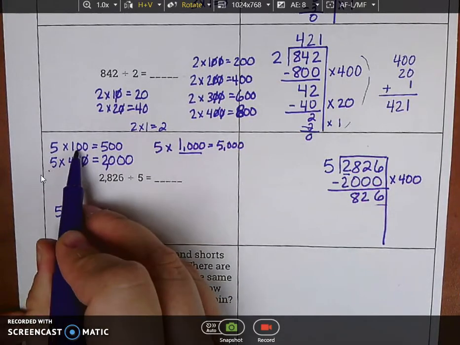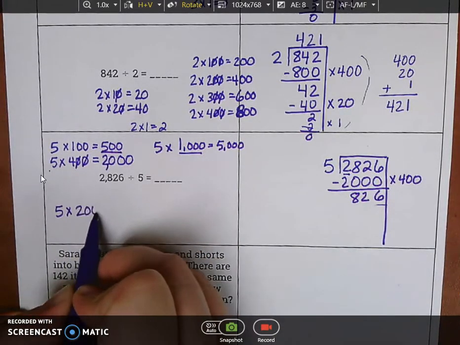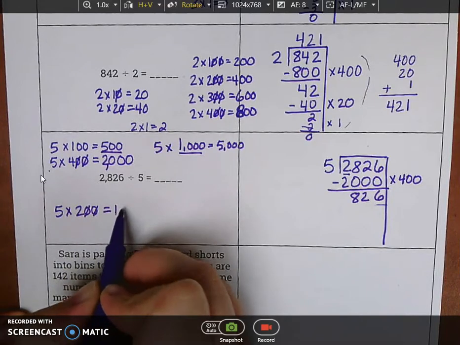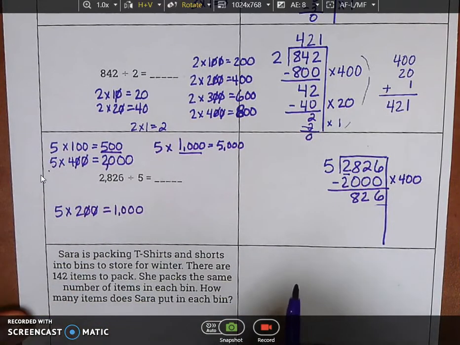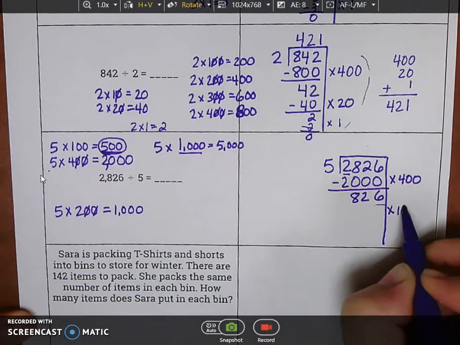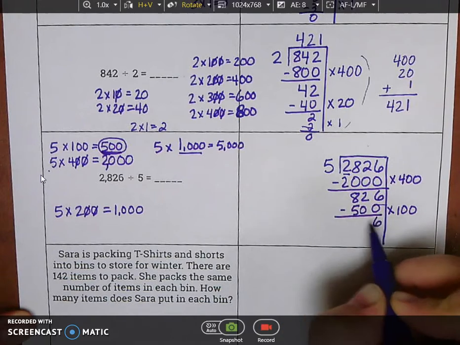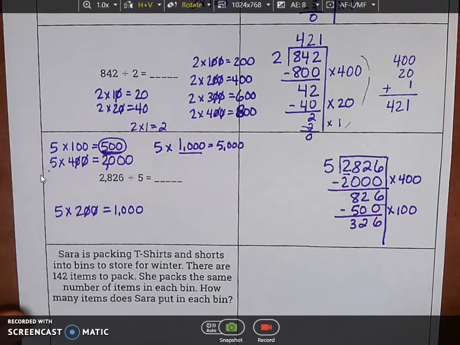Well, we know 5 times 100 is 500. 5 times 200 would be 1,000. So I think the closest I'm going to get here is this 500. So times 100 would be 500. Subtract, and I get 326. So how close can I get to 326 without going over?